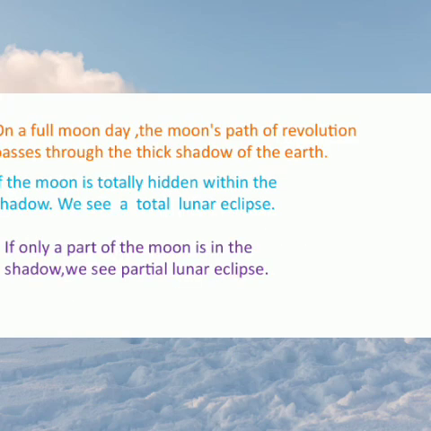On a full moon day, the moon's path of revolution passes through a thick shadow of the earth. We have already seen that and we have recorded. If the moon is totally hidden within the shadow, we see a total lunar eclipse. When the moon is totally hidden, it becomes a total lunar eclipse. But if only a part of the moon is hidden, we call that a partial lunar eclipse.